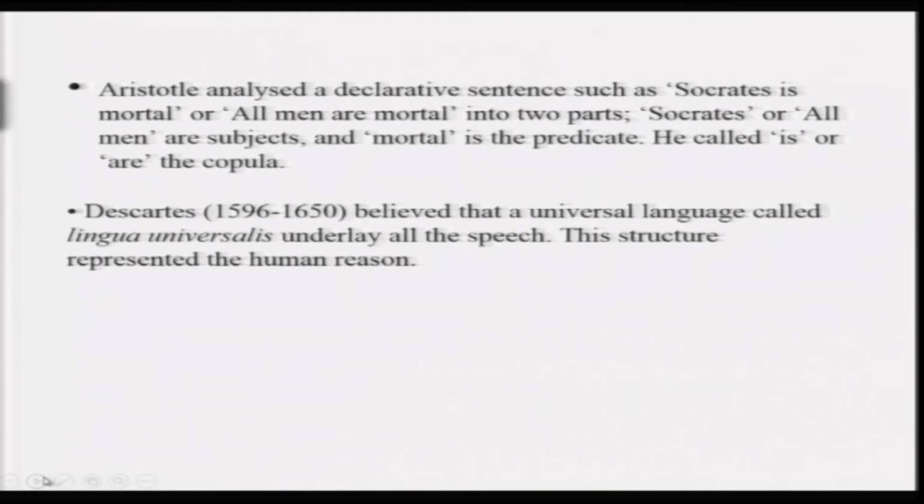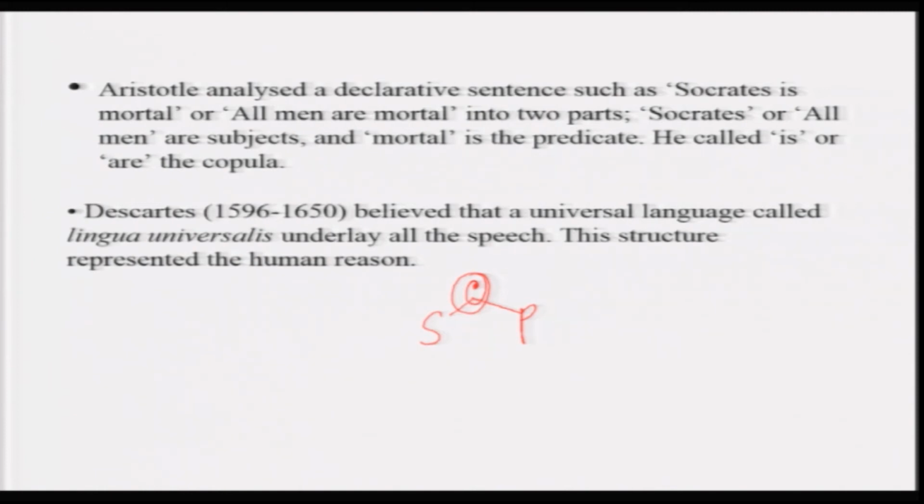Aristotle analyzed a declarative sentence such as Socrates is mortal, or all men are mortal, or no man is mortal. We take all declarative sentences into 2 parts: Socrates, or all men, these are subjects, and mortal, that is the predicate. He called is or are the copula. So a subject gets glued with a predicate through the copula. That was Aristotle's idea.